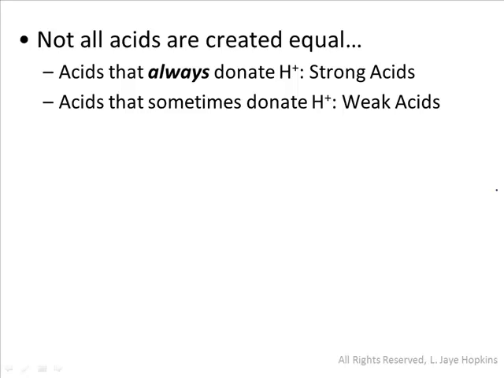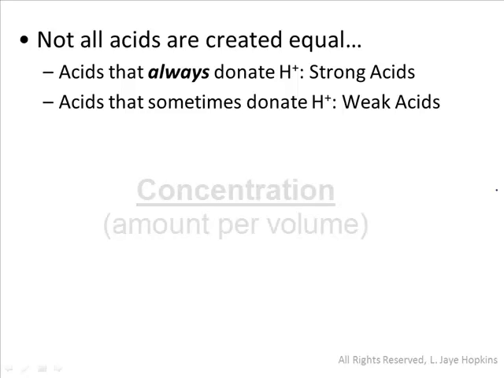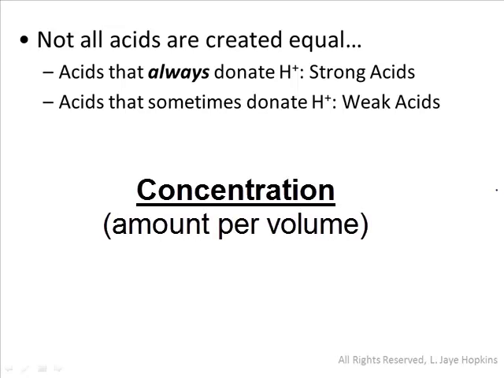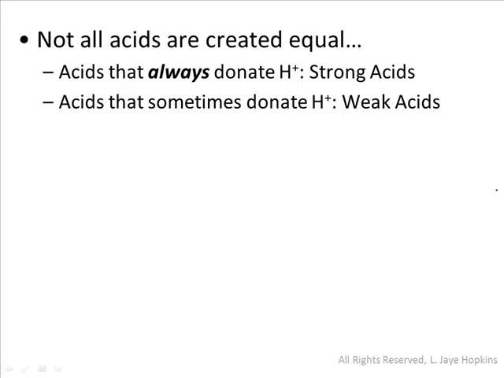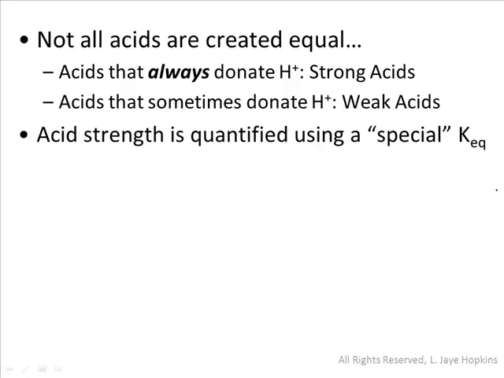It's important to realize that the terms strong and weak are different than the term concentrated. When we talk about a concentration, we're talking about the number of acid molecules in a volume of liquid. It doesn't necessarily mean whether or not those molecules will always donate their hydrogen ion. So while you can have strong, concentrated hydrochloric acid, you can also have diluted hydrochloric acid. It would still be a strong acid, but it wouldn't be in a very concentrated form.